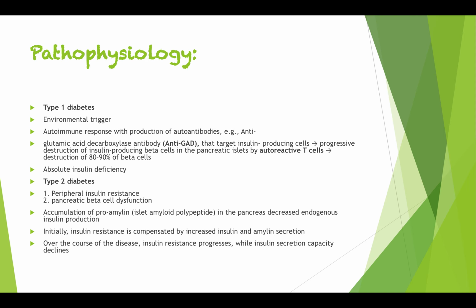It is mainly due to an autoimmune response with the production of autoantibodies in type 1, and these lead to destruction of the insulin-producing cells. While in type 2, it is mainly caused by peripheral insulin resistance. You have a lot of insulin, but the insulin is not functioning normally, resulting in impaired entry of glucose into the cells, and this results in hyperglycemia.